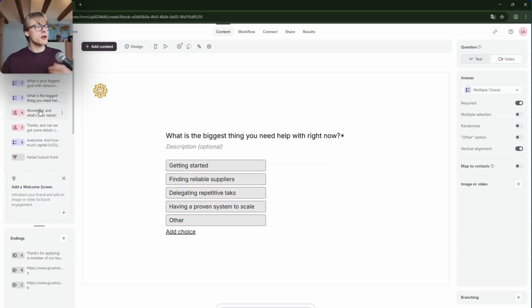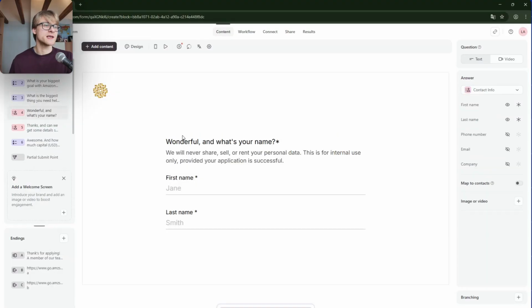And then what a lot of people do is they ask for the name and for the contact data in the first place. And for our clients, we've seen that this significantly reduces our application rates. So first of all, we want to make them commit to this Typeform. And once a human is committed, he's prone to the commitment bias. He started with something and then he wants to finish it. So that's why when we say something like, wonderful, and what's your name, he will be much more likely to fill it out now.